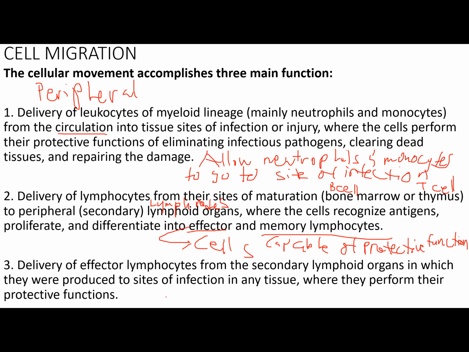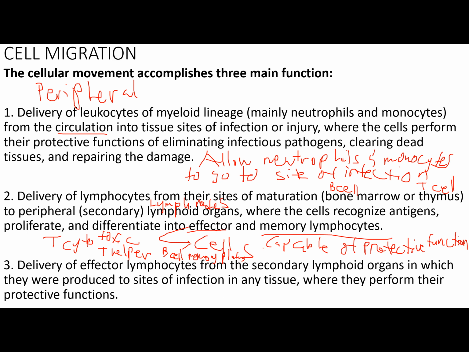So that's the second function. They deliver your lymphocytes from their site of maturation, such as your bone marrow or thymus, to the peripheral secondary lymphoid organs, such as your lymph nodes, where they would differentiate. They could become your T cytotoxic for the T cell, or they could become your T helper. For the B cell naman, class, they could become memory, or they could also become plasma cells.